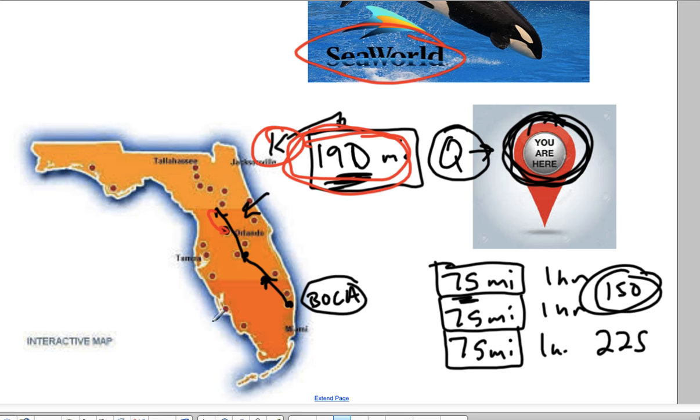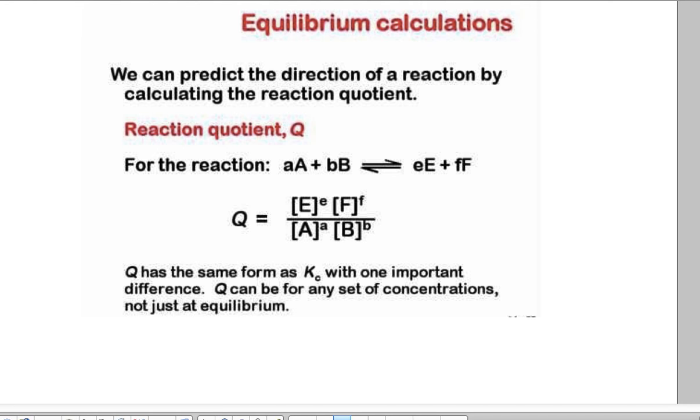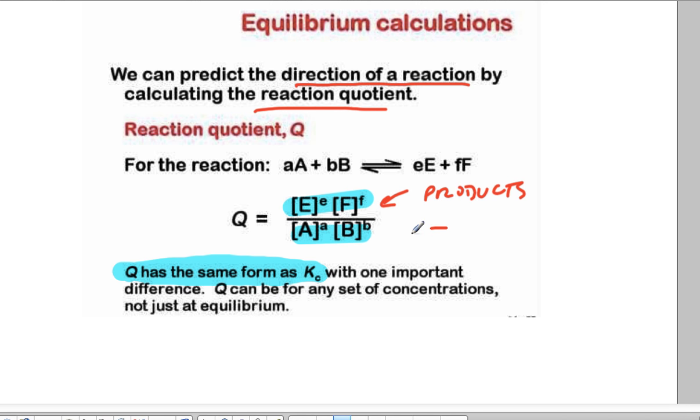So think of it like when you're using a GPS system. That's what Q is. When we study Q, Q allows us to predict where we are. It tells us where we are in relation to equilibrium. It is exactly the same form as Kc. It's the exact same expression. Products on top, reactants on the bottom. So you're not doing anything different. You're taking the products, coefficients become exponents. You're taking the reactants and putting them down there, and the coefficients become exponents.